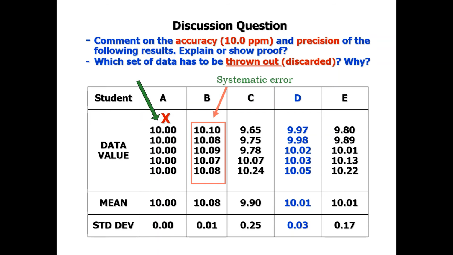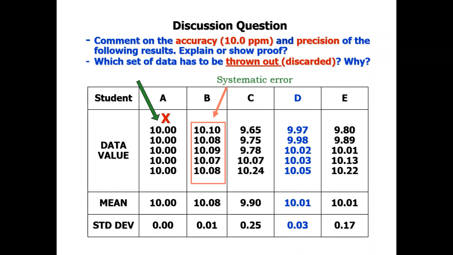We put this in values now. Comment on the accuracy. If the sample is 10, the true value is 10, and the precision of the following result, and explain it. Look at the first one, A. You get 5 replicates and every single one gives a value of 10, and the mean is 10, standard deviation is 0. Very good value without any random error. Now, can the data be accepted?